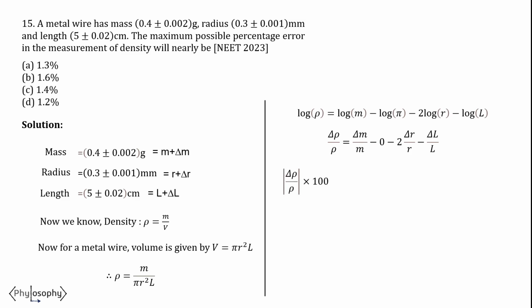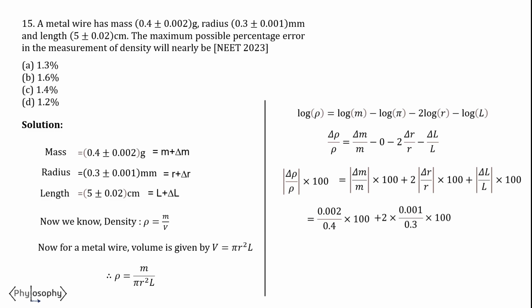Therefore, maximum percentage error in the measurement of the density is delta rho over rho times 100, which is mod of delta m over m times 100 plus 2 times delta r over r times 100 plus delta L over L times 100. Now, if you put all the values for delta m, delta r and delta L, then the final answer will be 1.6%. Therefore, the correct answer is option B, 1.6%.